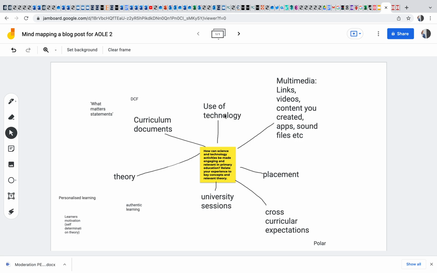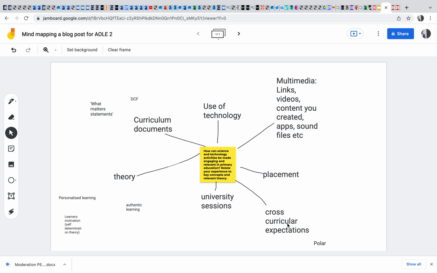Talk about your use of technology and maybe make some links to the DCF, the Digital Competency Framework. A lot of you have made videos now for the group, so make sure that you are reflecting on the digital skills. Although this is a science and technology lesson, you've used a lot of digital competency skills as well, cross-curricular skills. It links back to the cross-curricular expectations.